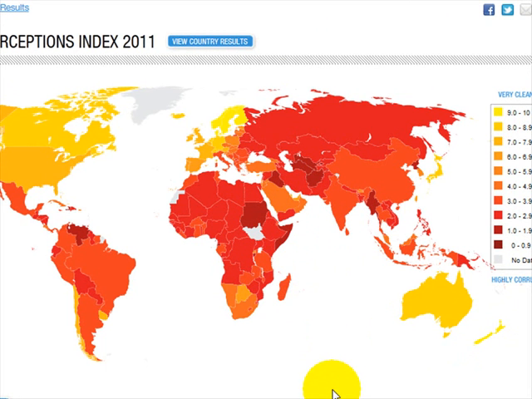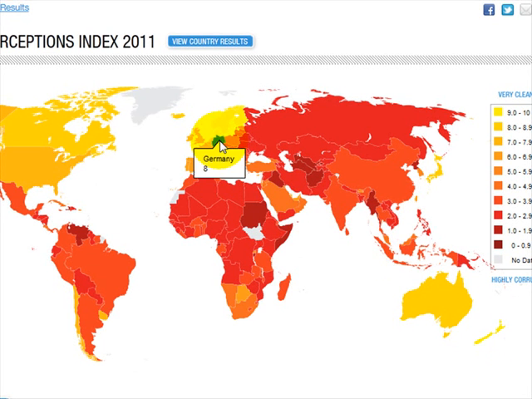Remember, the deeper the shade of red, the more corrupt. So as you can see, the world is a pretty corrupt place, really. Unless you happen to be up here in Sweden and Finland, or way down over here in New Zealand.